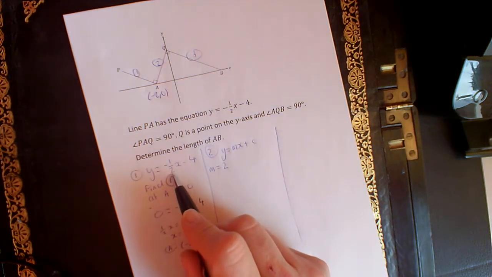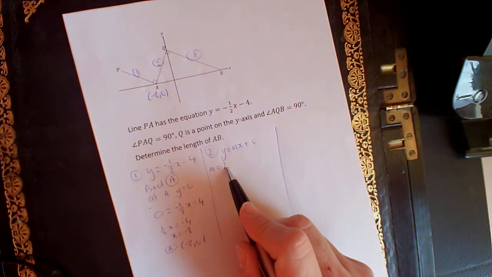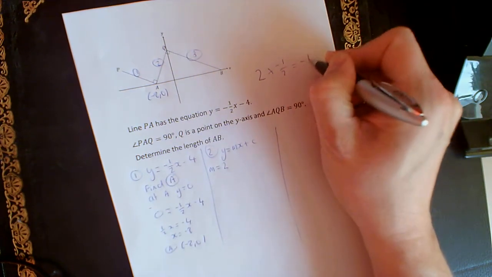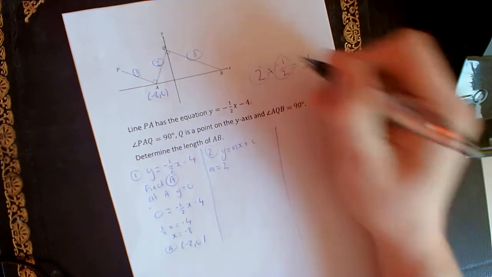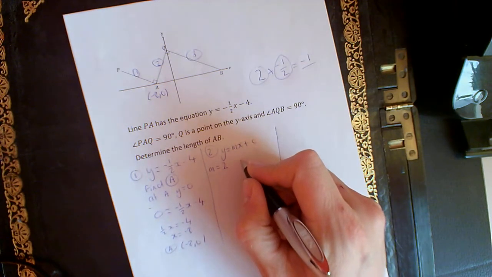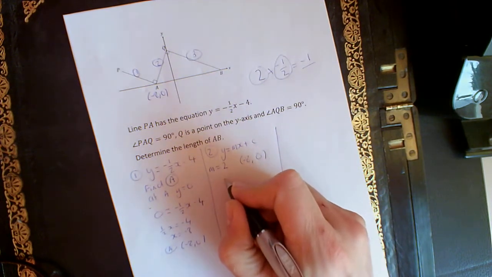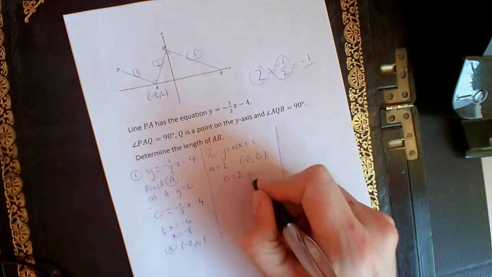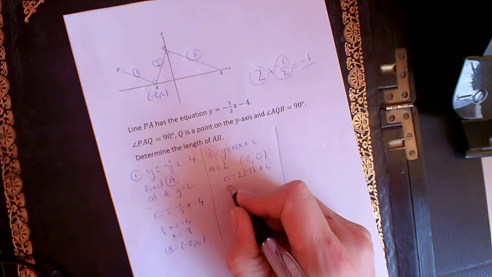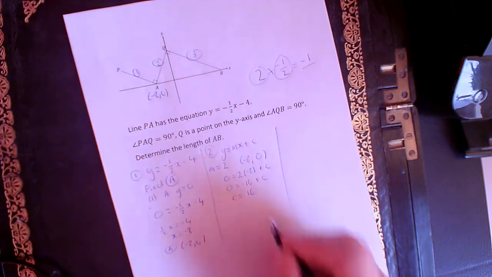So the gradient of line 1 is negative a half, the gradient of line 2 is 2, and 2 times negative a half equals, negative 1. So 2 and negative a half would be perpendicular gradients. Well, I also know this line goes through the coordinates negative 8, 0. So let's put that in. 0 equals 2 lots of negative 8 plus c. So 0 equals negative 16 plus c. Well, that can tell me that c equals 16.